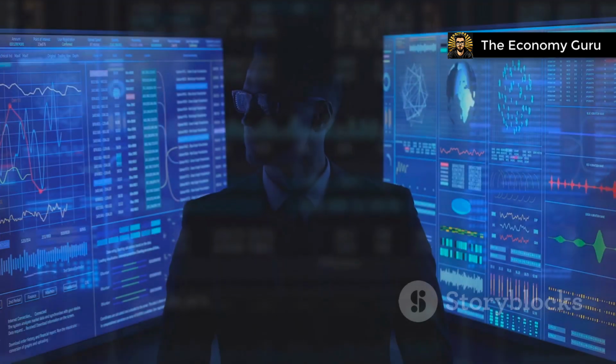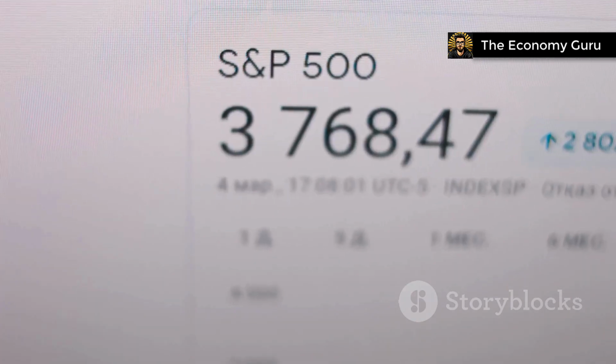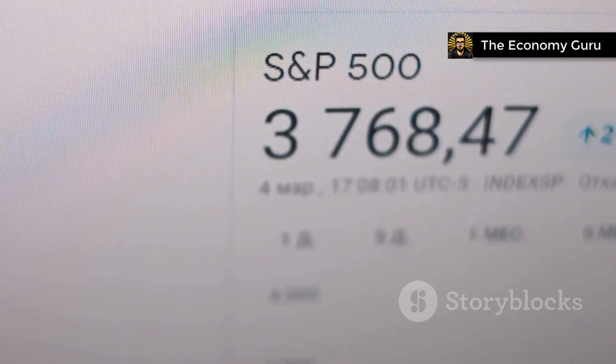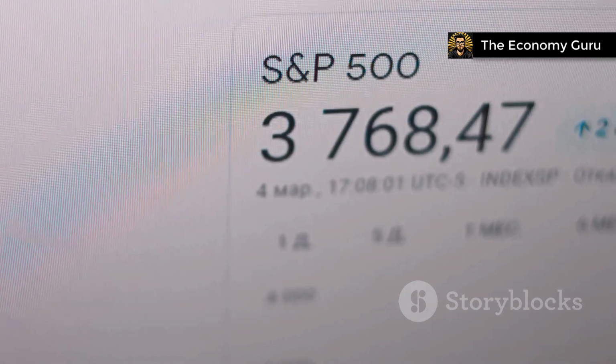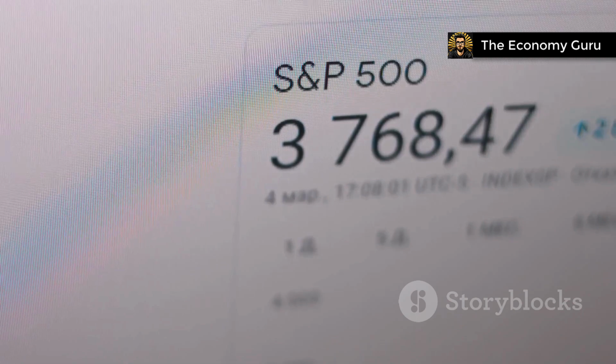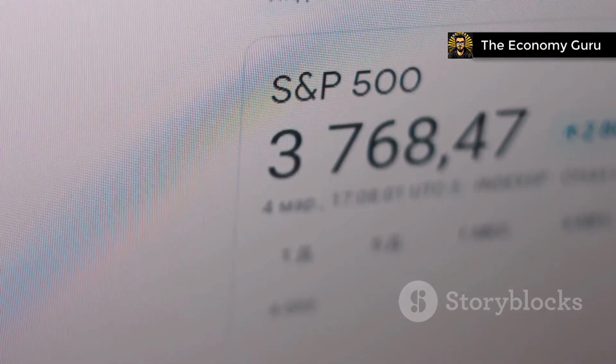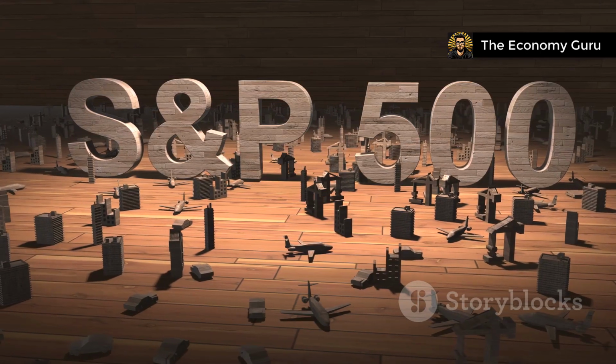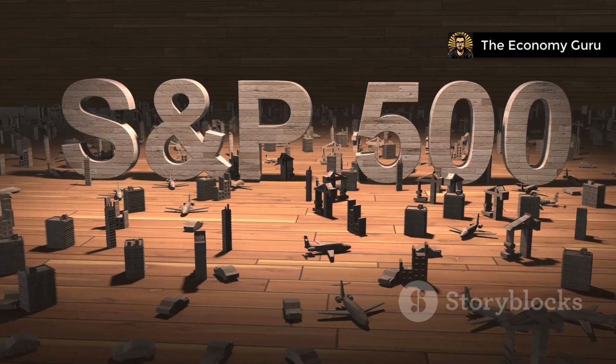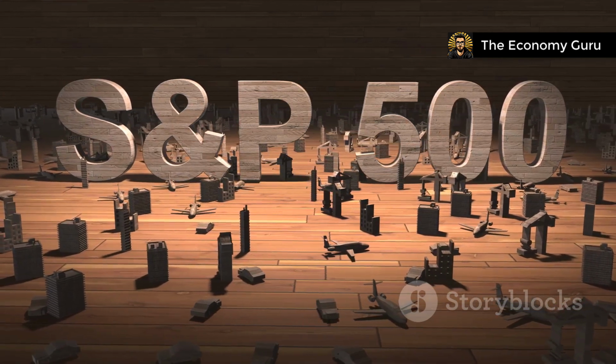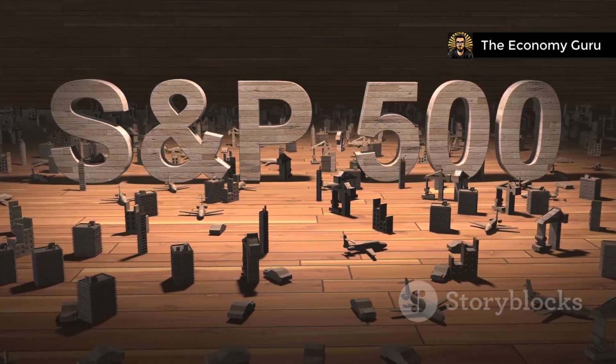Now let's look at some specific features. Index tracking. Most ETFs are designed to track the performance of a specific index, such as the S&P 500 or the Nasdaq Composite. The fund's holdings are constructed to mirror the composition of the underlying index, providing exposure to a broad range of assets within that index.